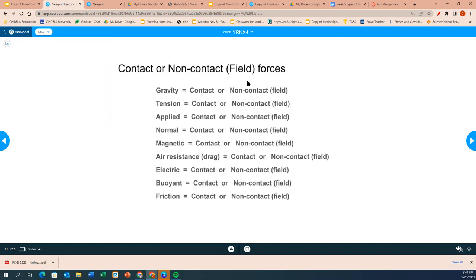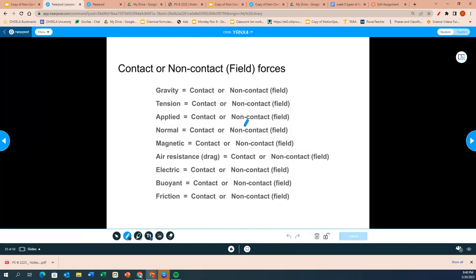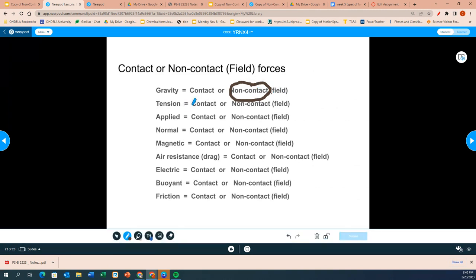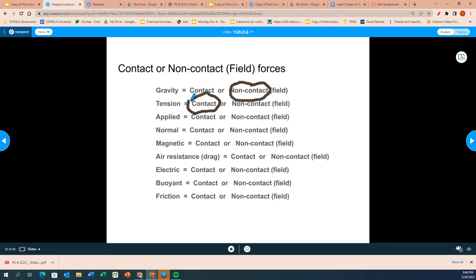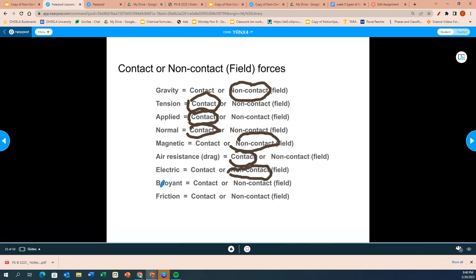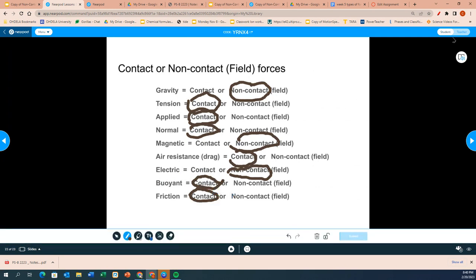All right, so contact or non-contact? Gravity is non-contact, the field. Tension is a contact, that's when you've got a pulling on a rope. Applied is a pushing, that's a contact. Normal is that supportive force, that's a contact. Magnetic is non-contact. Air resistance is contact. Electrical is non-contact. Water pushing up is a contact. And friction from the ground is a contact.